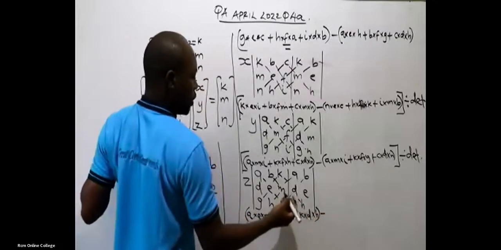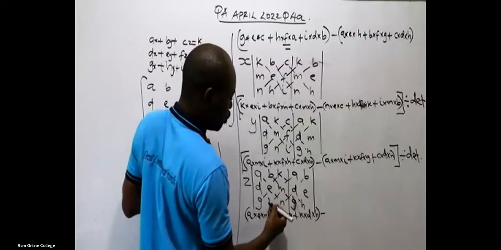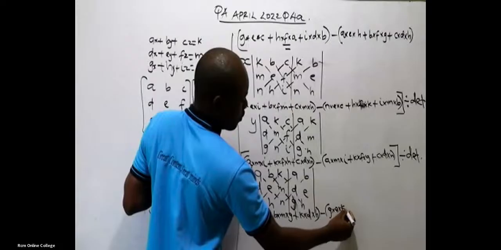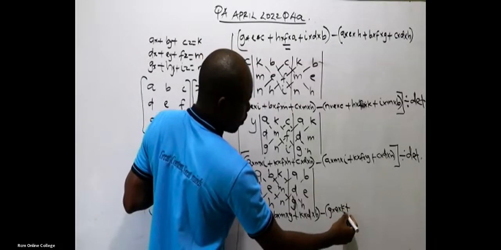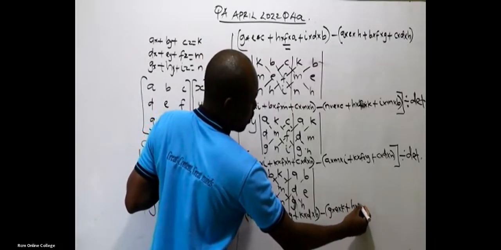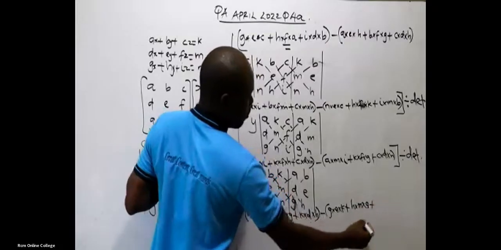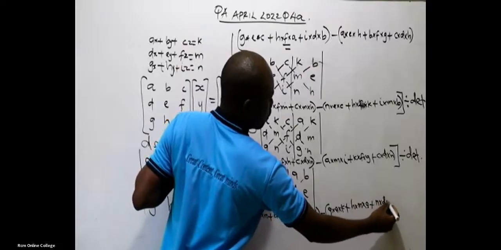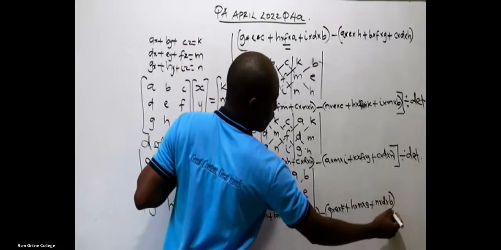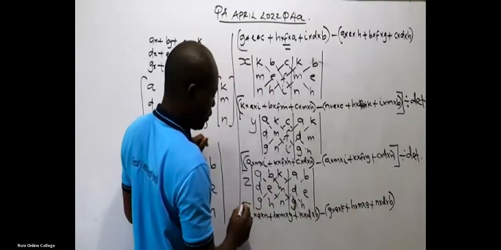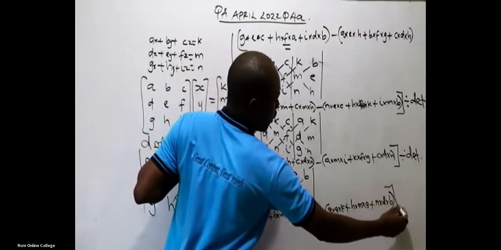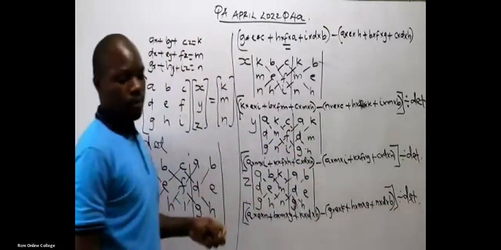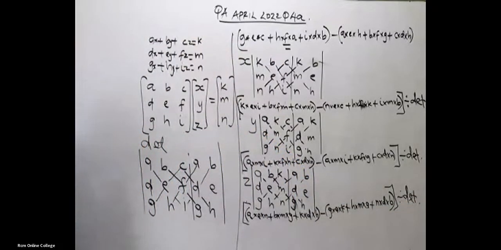We less, so that will be G, E, K. So G times E times K plus H, M, A. H times M times A plus N, D, B. N times D times B. The whole of this item here, we divide by the determinant. The whole of that item, we divide by the determinant.